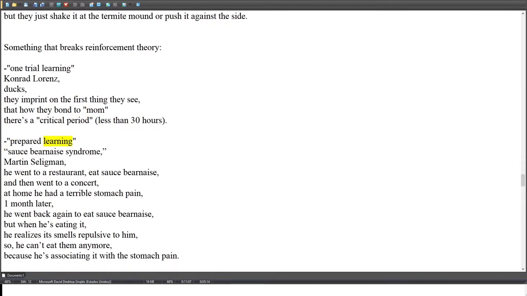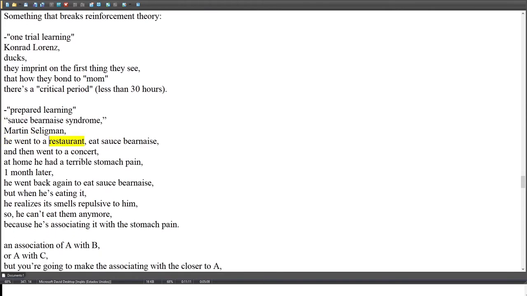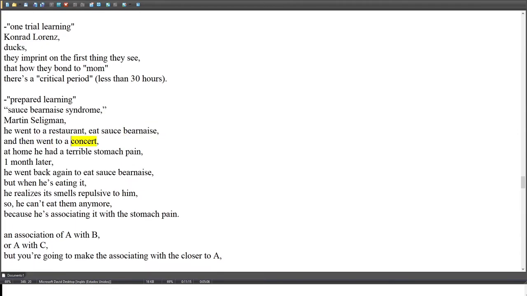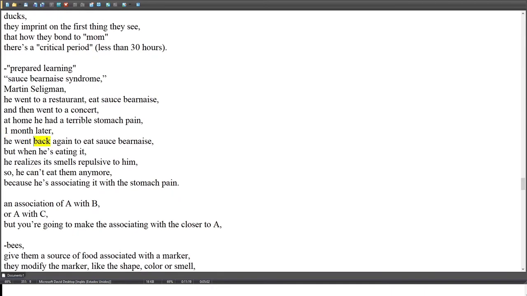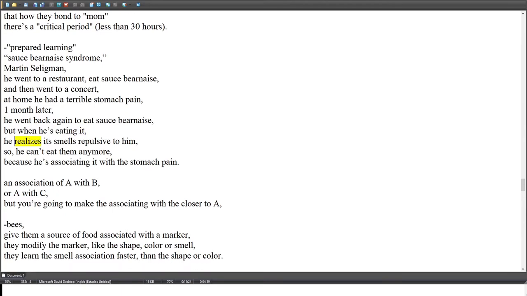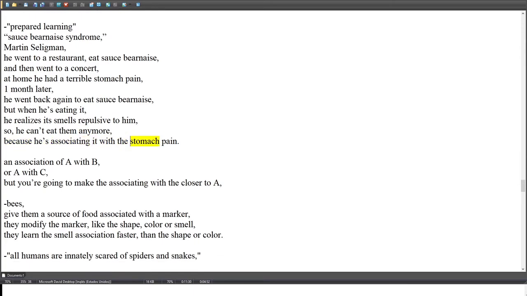Prepared learning. Sauce Bernaise syndrome. Martin Seligman went to a restaurant, ate sauce Béarnaise, and then went to a concert. At home he had a terrible stomach pain. One month later he went back again to eat sauce Béarnaise, but when he was eating it, he realized it smelled repulsive to him. So he can't eat it anymore, because he's associating it with the stomach pain.